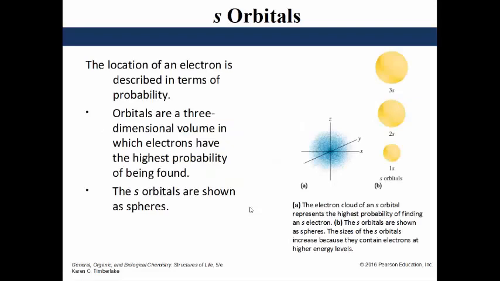Now the location of where an electron is, to what sublevel it's in, really is determined by probability. An electron can't exist, as far as we know, in two different places at the same time.